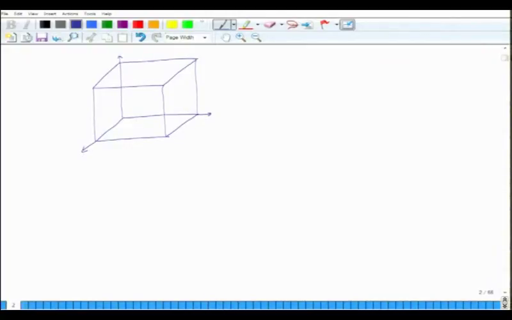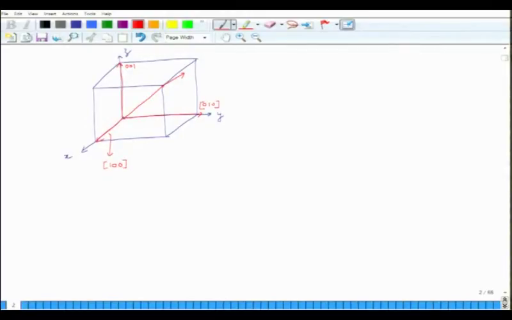So you can see that in this system, if this is x, y, and z, what would this direction be if I take this as origin? This direction would be 1 0 0, because you have an intercept of 1 along x. So this is 1 0 0. This is 0 1 0, and this is 0 0 1.